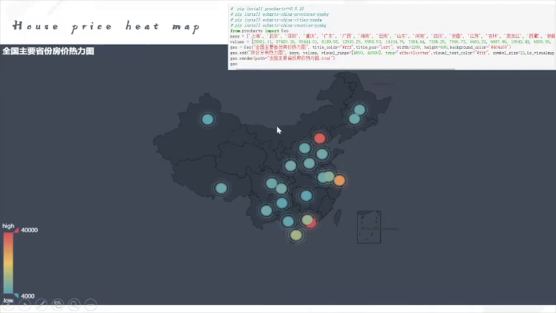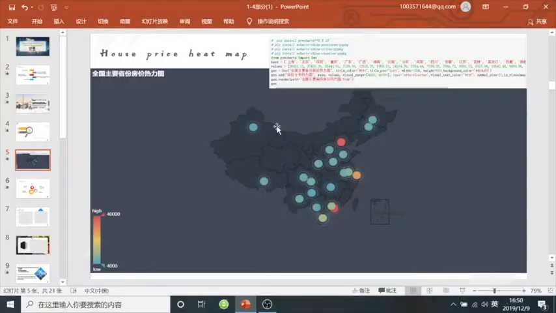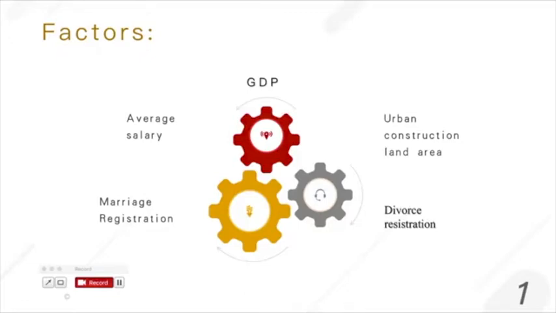In the following content, my partner Lilin will introduce those factors that affect the real estate market. Hello, I'm going to talk about factors that affect real estate market.